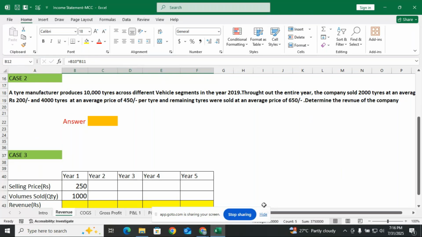So if you just chop it out, segment it, and then arrive at the total sales revenue. So what is the amount you are going to get? You're going to calculate it. Out of 10,000 tires manufactured, 2,000 tires are sold at an average price of 200. So you're going to think and solve this question and give me the answer. Of course, afterwards I'll calculate it and give you the answer, but I want you to make a try for this. Then we'll go for the case 3.